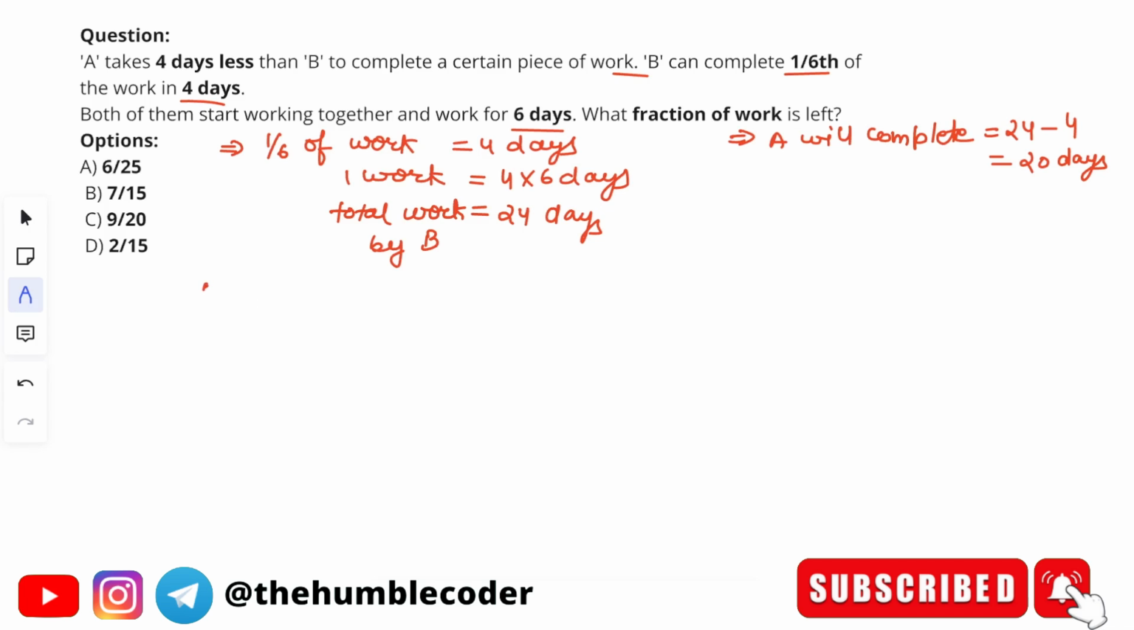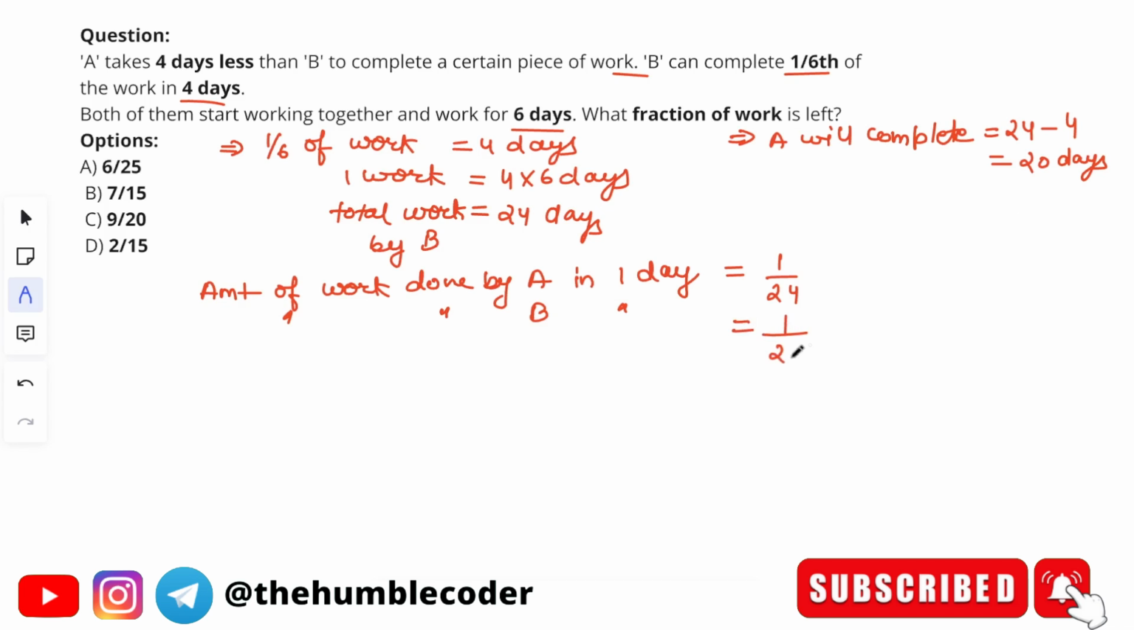So the amount of work done by A in 1 day will be how much? Simply 1 by 24, right? We can write it like this. And in the same way, the amount of work done by B in 1 day, exactly the same thing we are finding for B also. So 20 is the total amount of work, so in 1 day B will do 1 by 20 amount of work, right?